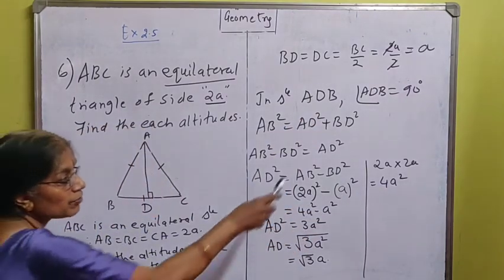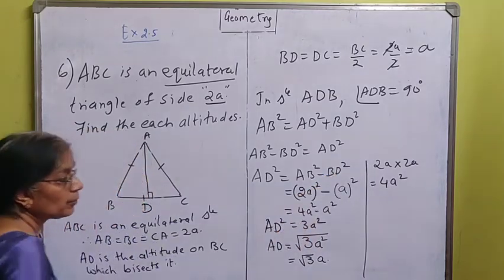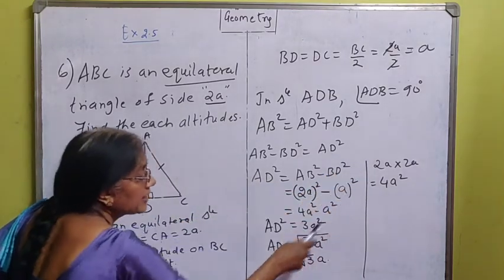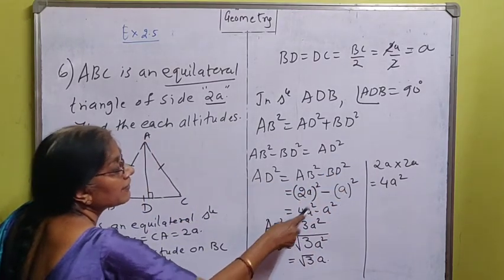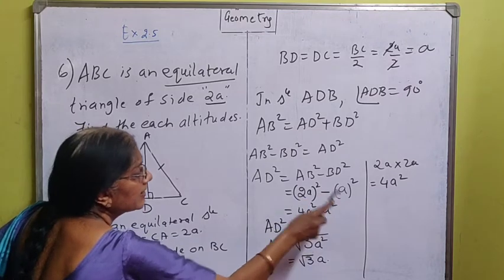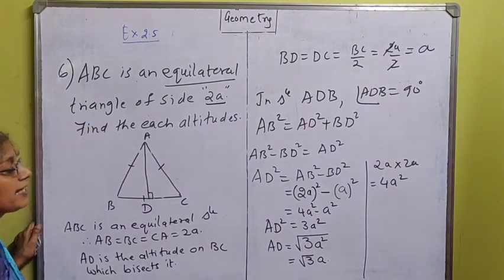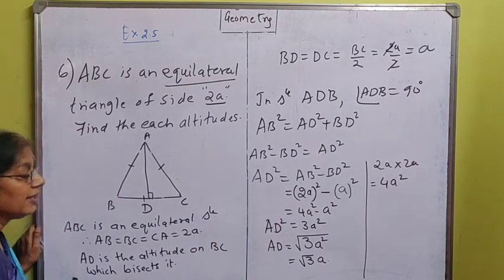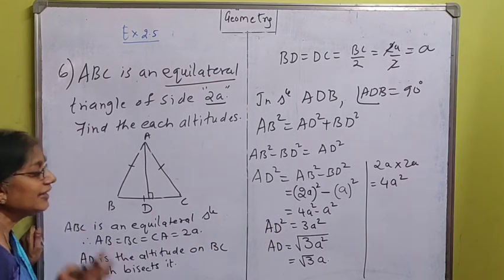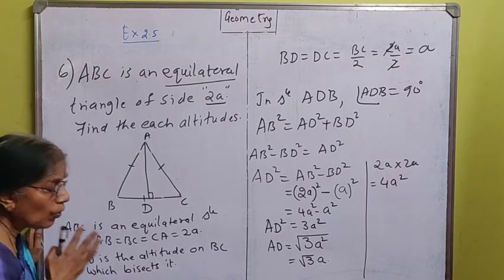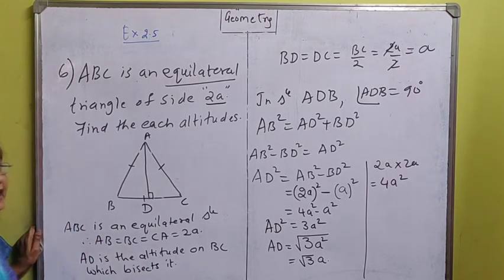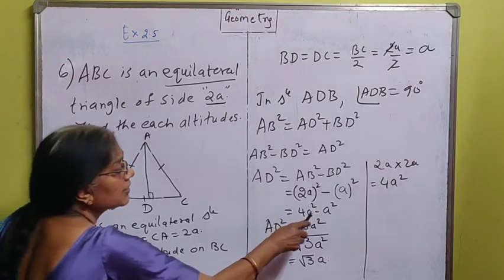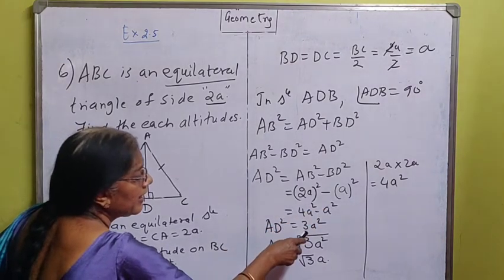2A the whole square means what? 2A into 2A. 2 2s are 4. A into A is A square. So it became as 4A square. Minus A the whole square is A square. 4A square minus A square means nothing is there, it is understood 1 is there. In front of any variable, no constant is given, you have to always take it as 1. So 4A square minus 1A square is equal to 3A square.